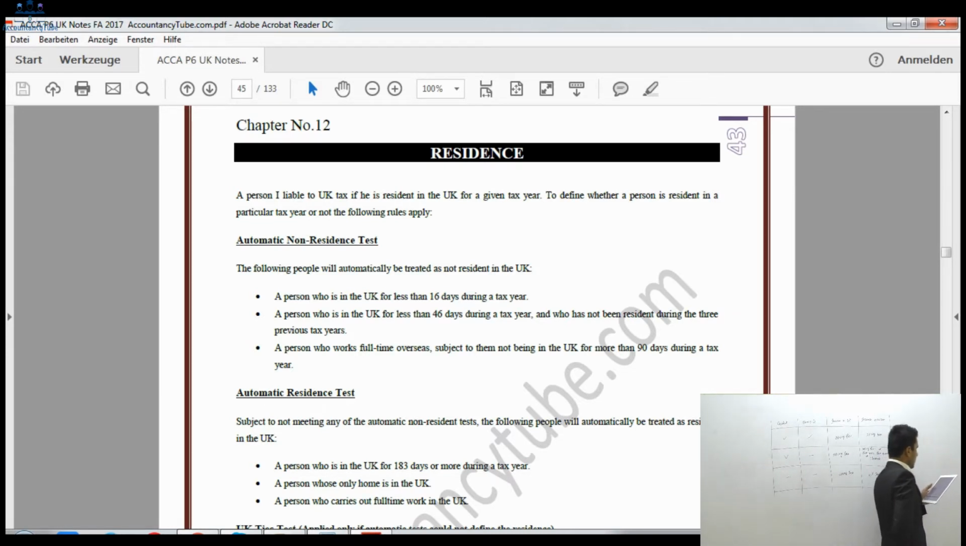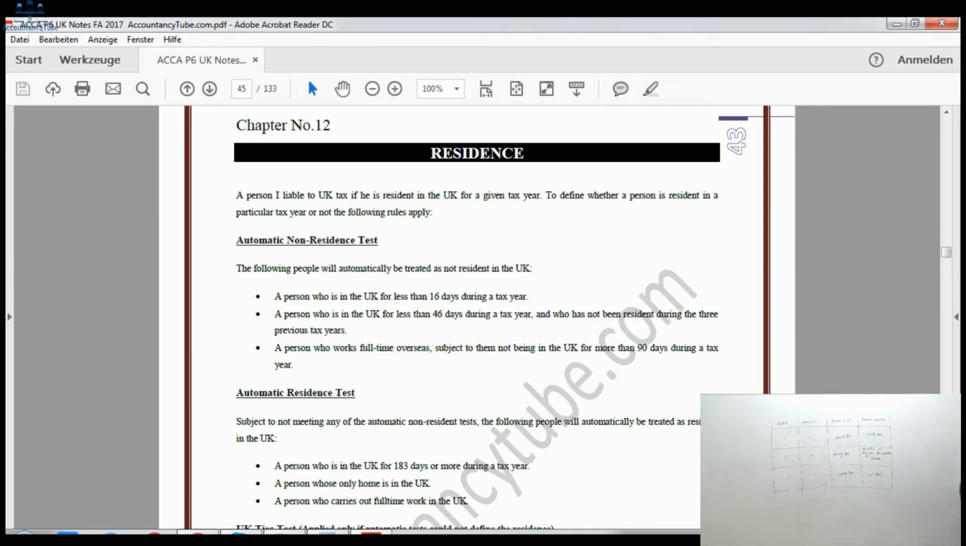Automatic resident test. Subject to not meeting any of the automatic non-resident tests, so we assume that the person has not met any of the automatic non-resident tests, only then we will move to our automatic resident test. So first we have to determine if the automatic non-resident test applies or not. Assuming that it does not apply, we will then move to the automatic resident test. So what are automatic resident tests?